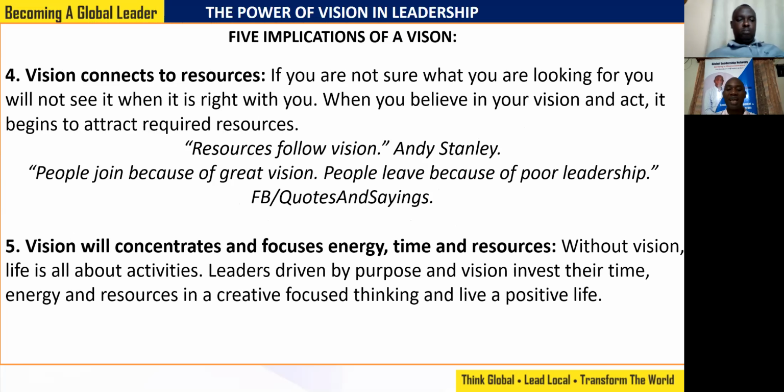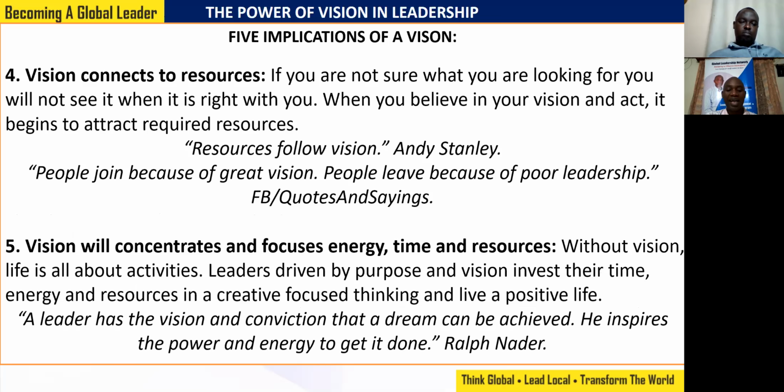vision will concentrate and focus energy, time, and resources. This one thing I pursue. Without vision, life is all about activities. Leaders driven by purpose and vision invest their time, energy, and resources in creative, focused thinking and live a positive life. A leader has the vision and conviction that a dream can be achieved, and inspires the power and energy to get it done. So vision will concentrate and focus energy, time, and resources.